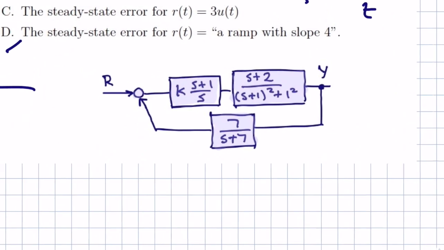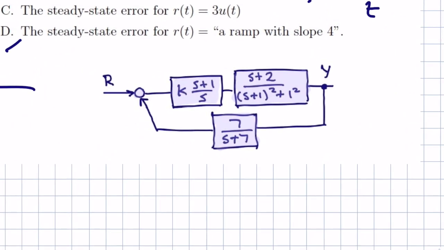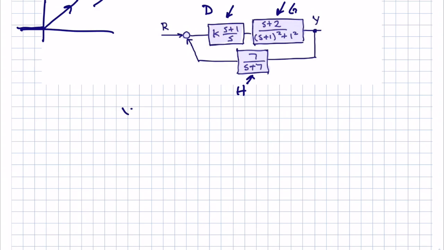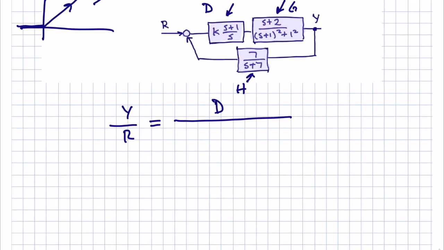This block diagram takes a form that we're used to seeing. This would be the role of D. This has the role of G. And this has the role of H. Okay, and so what we know is our closed loop transfer function, Y over R. We should just be able to write this down. Hopefully you remember it. If not, it should be on your formula sheet. DG over 1 plus DGH is our transfer function.